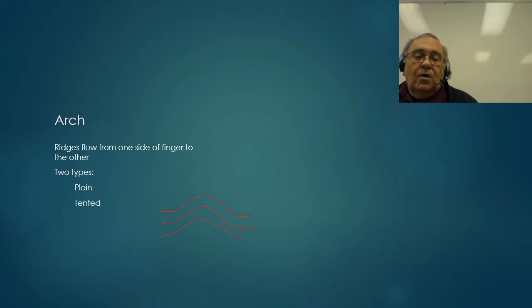A tented arch would be more of a steep incline with sort of a thrusting up to the center. It could even have a tent pole in the middle, and that would be the difference between your plain arch and your tented arch.